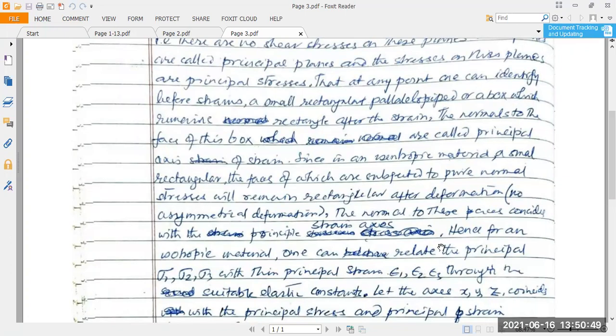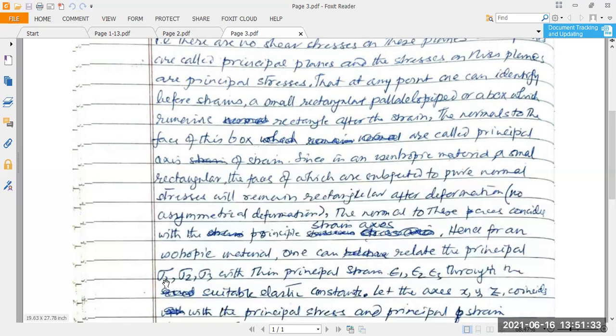So we are assuming all these faces of this small rectangular element are having faces whose normals are the principal axes, the principal strain axes. So in an isotropic material, one can definitely relate the principal stresses sigma 1, sigma 2, sigma 3 with the three principal strains epsilon 1, epsilon 2, epsilon 3. There is no shear stress, there is no shear strain. So from the six equations with 6 into 6, 36 components, we are reducing.